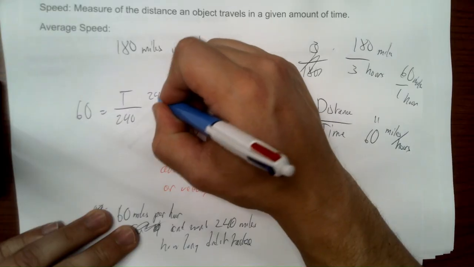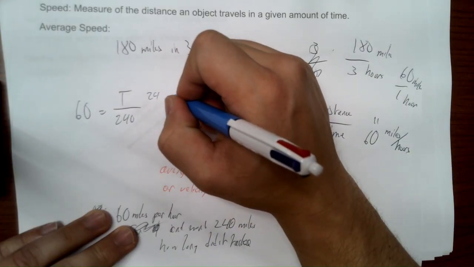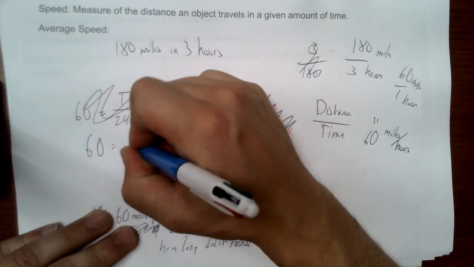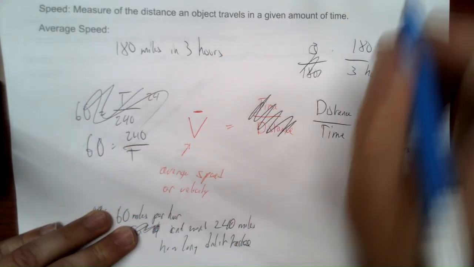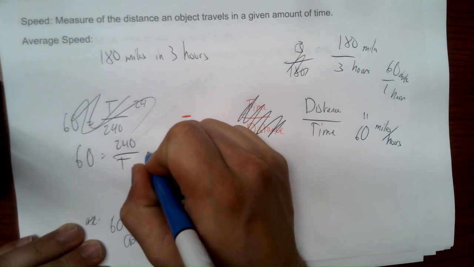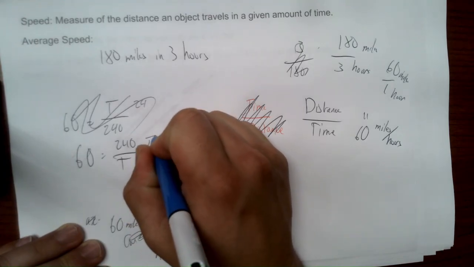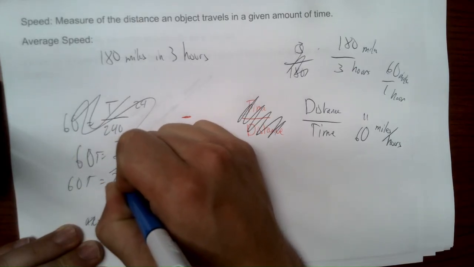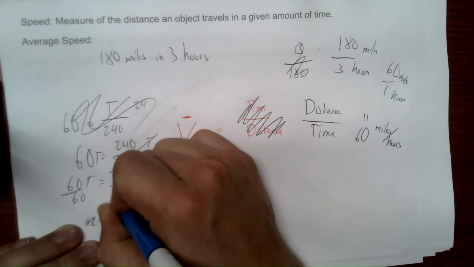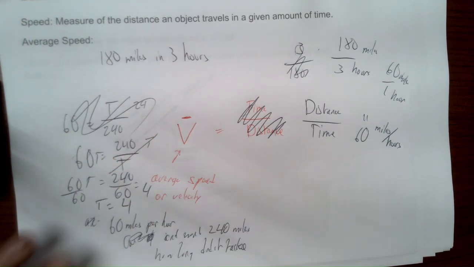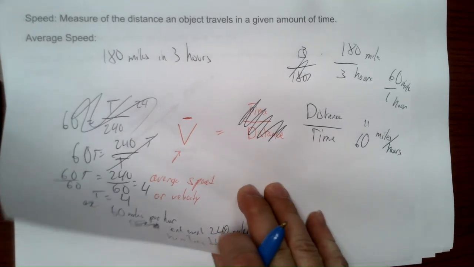So we multiply both sides. Sorry, I messed that up again. So we multiply both sides by t. Cross these out, 60t equals 240. Divide both sides by 60. And we get t equals 4. Sorry, that was a little messy, but if you have two of these, you can get the rest of them.